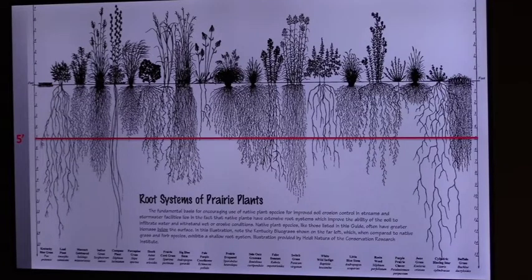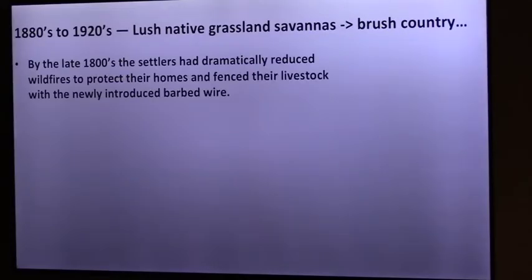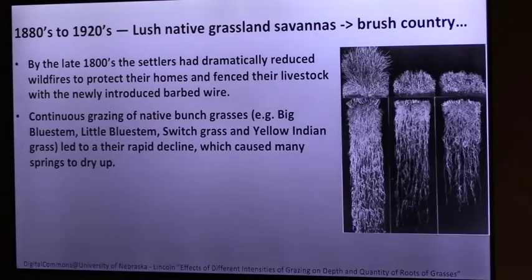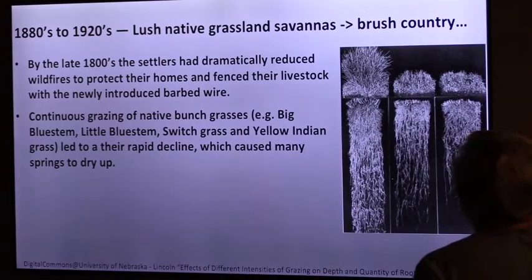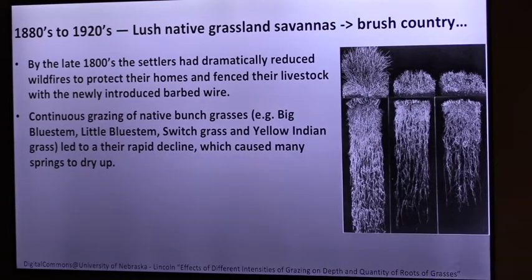But of course, we know when you overgraze it, you end up with this. This is little bluestem, by the way, at varying grazing levels. The roots go away. When the roots go away, the water infiltration goes away. When the water infiltration goes away, the creeks become less steady and whole springs just dry up.